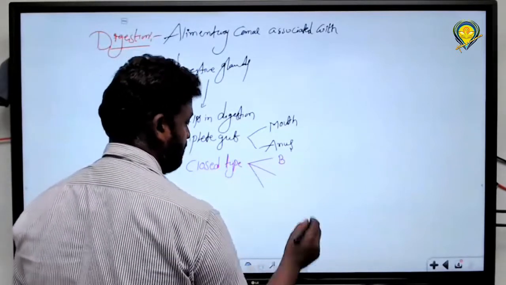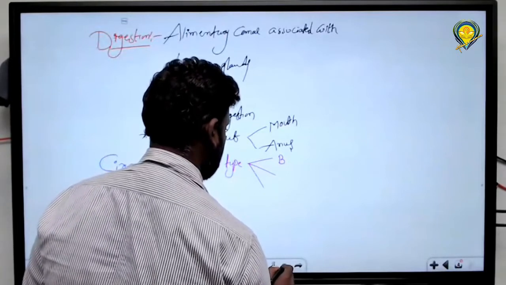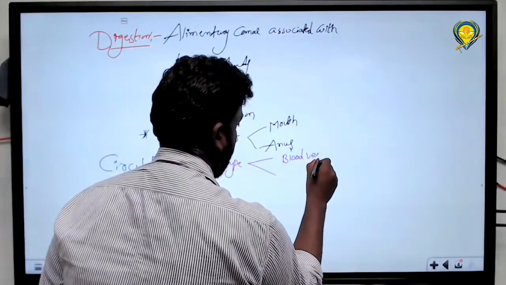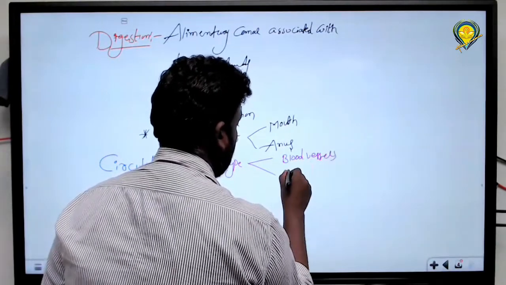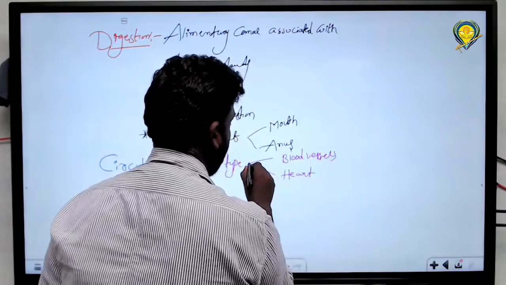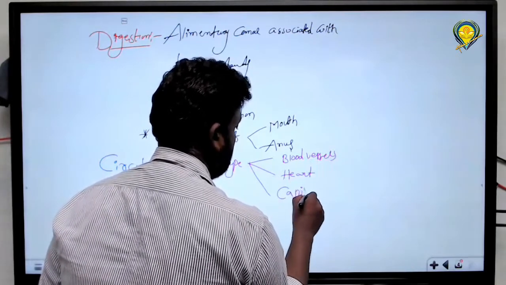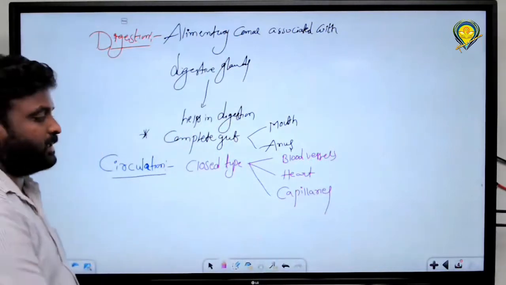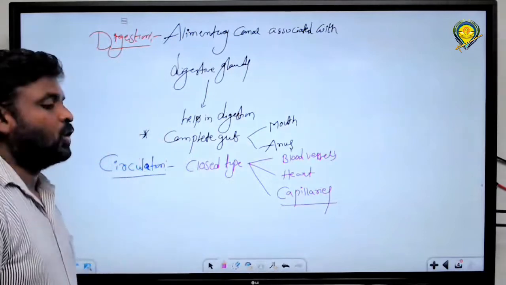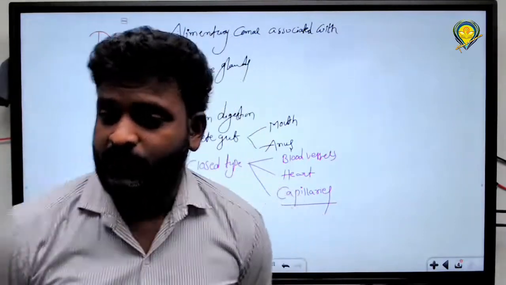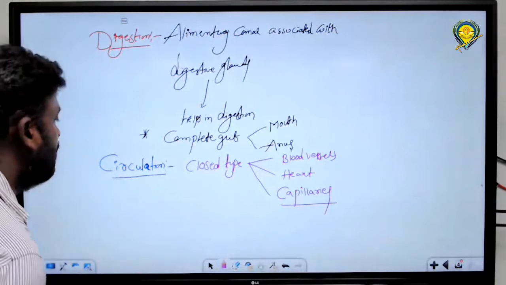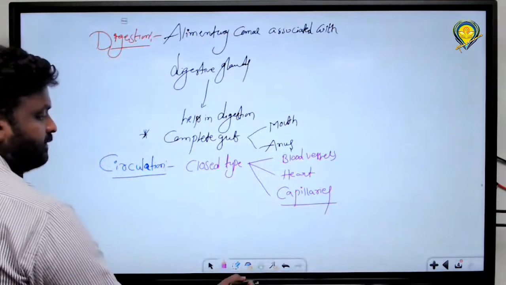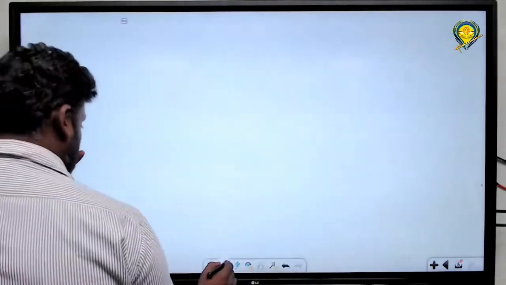Blood vessels, and the major one is what? Capillaries. Meaning the major one is what? Capillaries. Got it? Closed type of circulatory system. Very good. And next one. After circulation, next one what? Respiration.